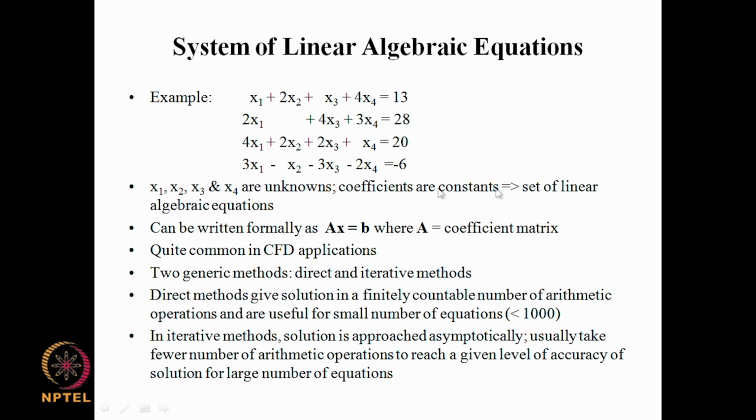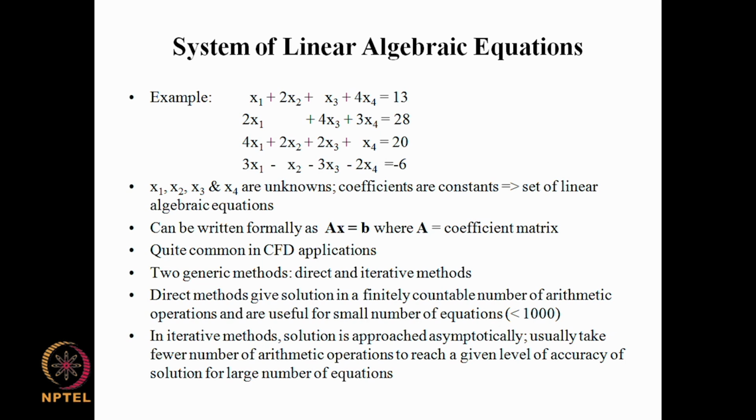For example, if you have a 4 by 4 equation like this, you have 4 equations and 4 unknowns, x1, x2, x3, x4 are the unknowns, and the coefficients are constants, and so we have a set of linear algebraic equations which we can write as Ax equal to b. For the solution of this Ax equal to b, we have essentially two types of methods. One is the direct type of methods, direct methods for the solution of Ax equal to b, and the other is the class of problems known as the iterative methods for the solution of Ax equal to b.